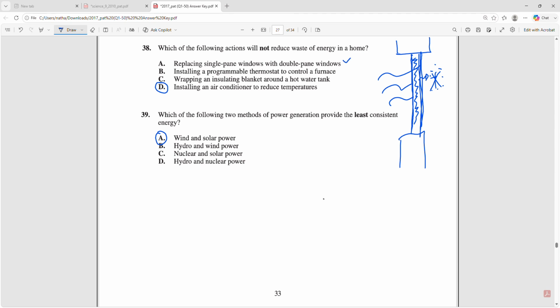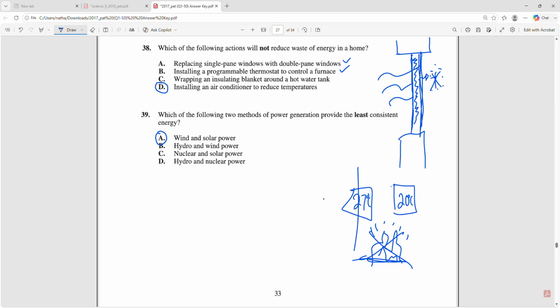Installing a programmable thermostat. So if we just set a temperature for our home and we just leave it at that all day, even when we leave the house, we're burning a lot of fuel to try and heat our home when we're not there. So a programmable thermostat can allow those temperatures to be a little bit cooler when we're not at home, and the furnace will shut off and save energy. So programmable thermostats save energy.